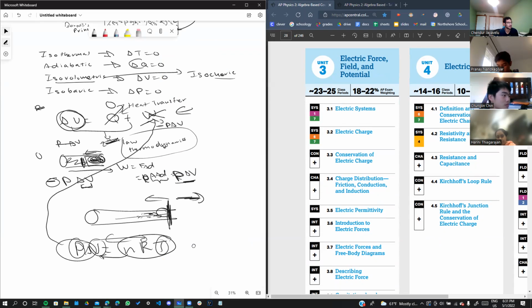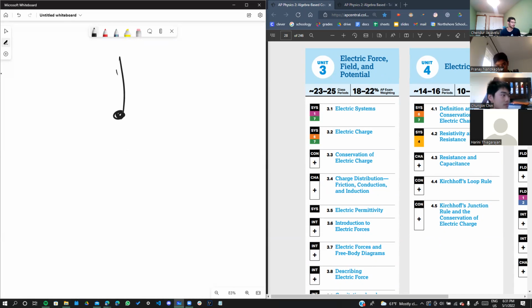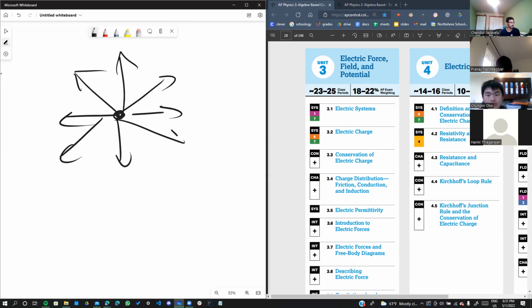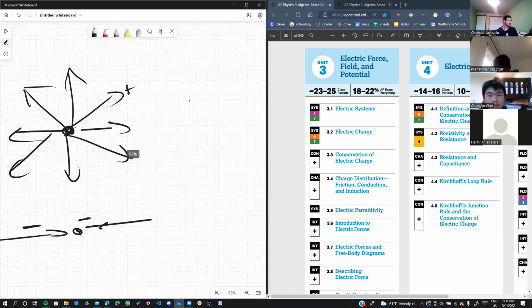So everything has an electric field. Let me just draw electric fields. Okay, so electric fields go like this. When they point away from the system, that means it's a positive electric field. If they point towards, then it's a negative electric field. The strength of an electric field, that is K.